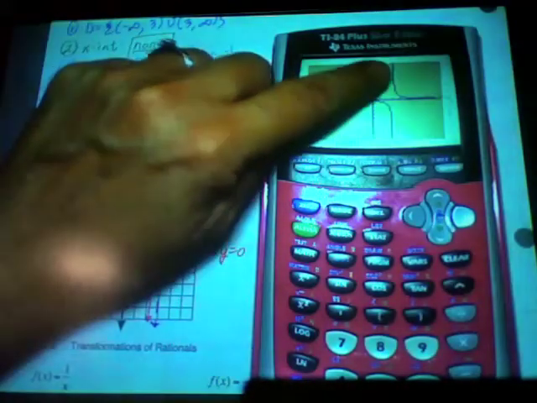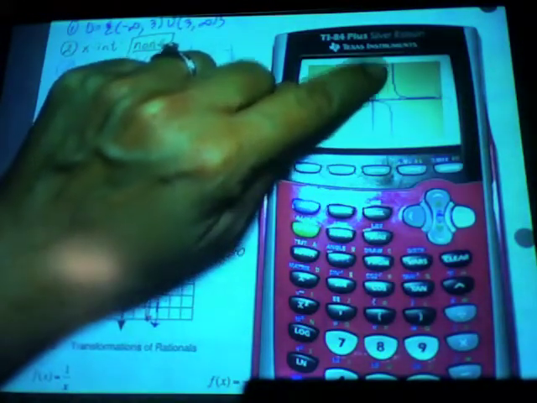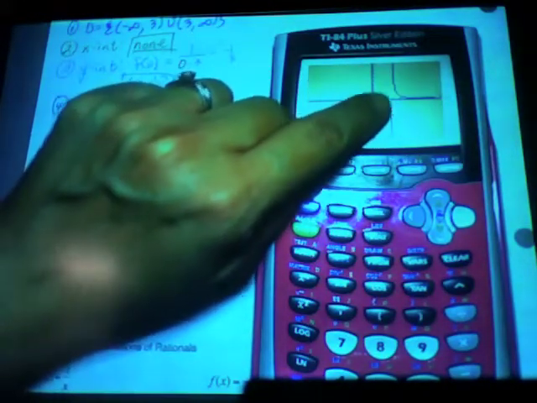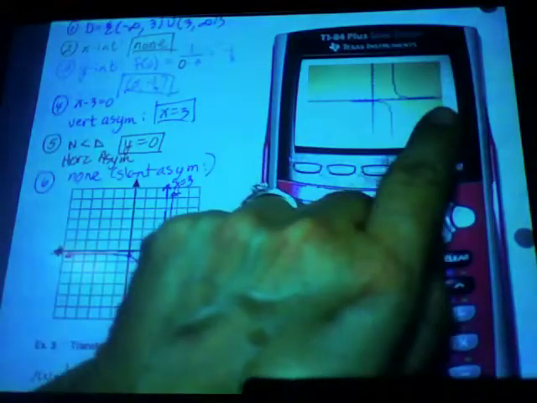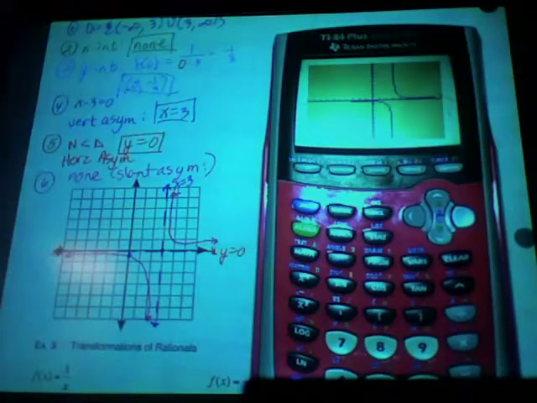But it looks like there's a vertical line here. It's just part of it's missing, right? That should be at x equals 3, which it is. And then it looks like it's approaching and just touching the x-axis. It's really not touching the x-axis. So did we graph an accurate picture? Yep. Pretty good job.